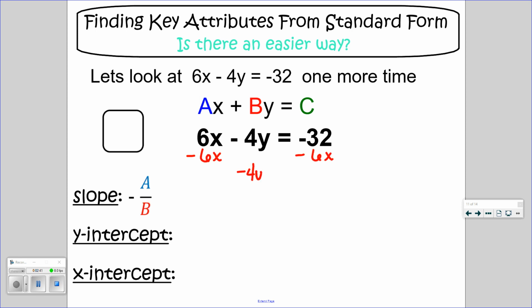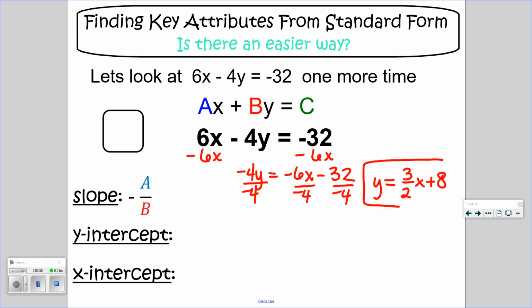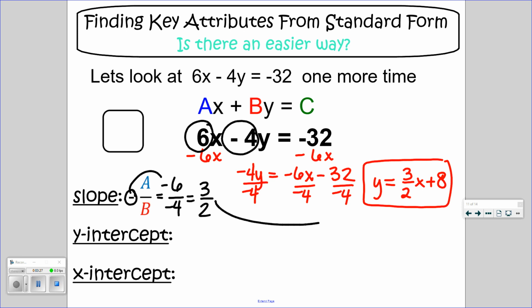So if I do that, I end up with negative 6x minus 32, divide by the negative 4. And I would get y is equal to 3/2 x plus 8. So instead of doing all that work, you can just say, okay, negative a over b. Well, what was the a term? The a term was the number in front of the x, and the b term is going to be that negative 4. So a would be 6, and the b is negative 4, and that's where I got the 3/2.